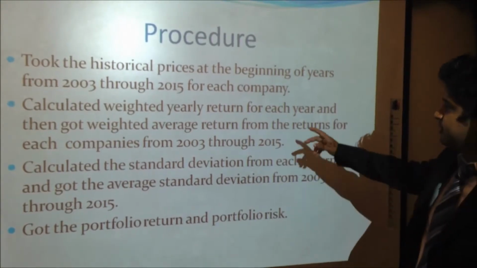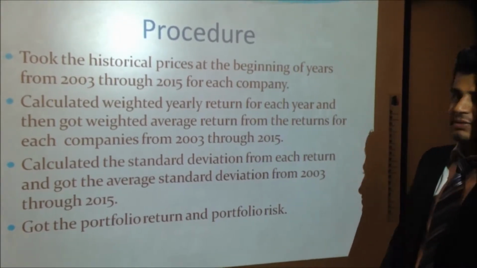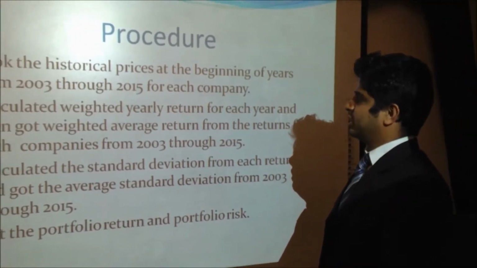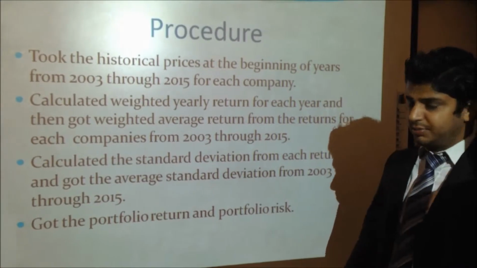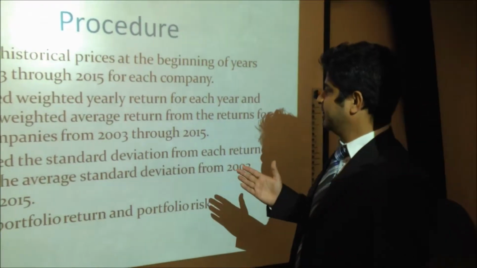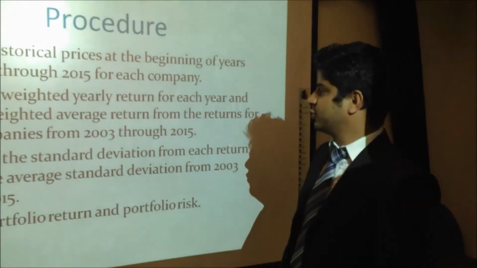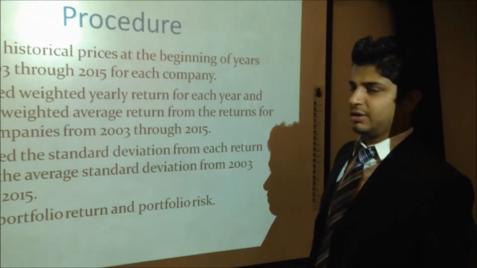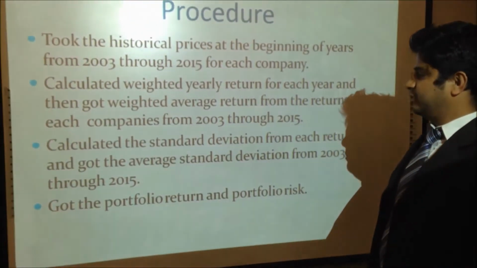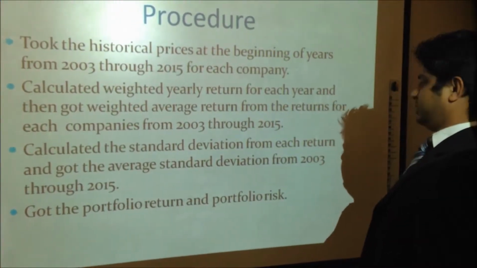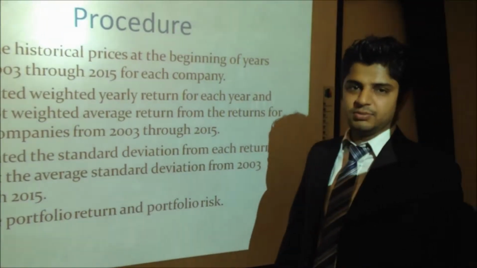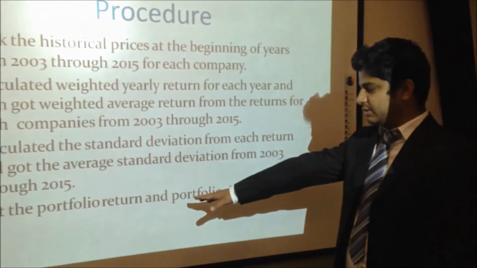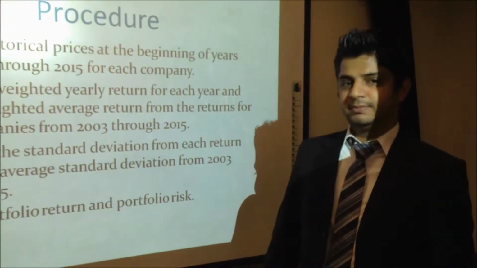For that, I took 3 steps. First of all, I took the historical prices at the beginning of years from 2003 to 2015 for each company, and then I calculated the yearly return for each year, and then got the weighted average return from the returns for each company from 2003 to 2015. And then I calculated the standard deviation from each return and got the average standard deviation from 2003 through 2015. And so I finally got the portfolio return and the portfolio risk.